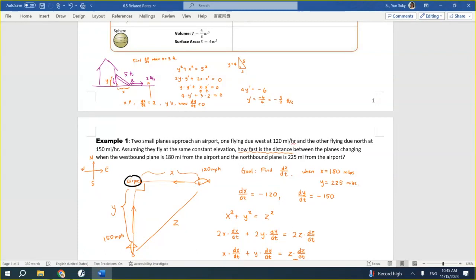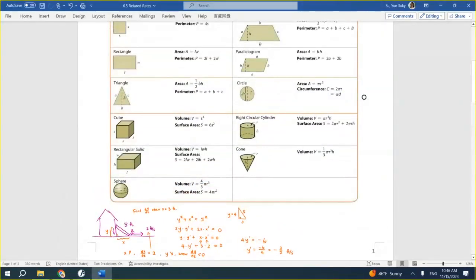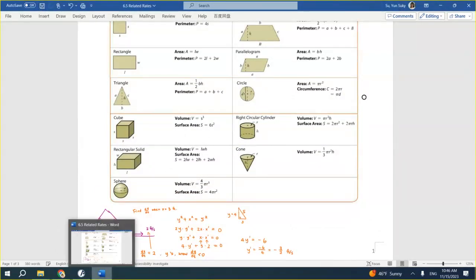So this is the related rates session. Any questions about related rates? So do more exercises. And these are the formulas of the 2-dimensional figures and 3-dimensional figures.